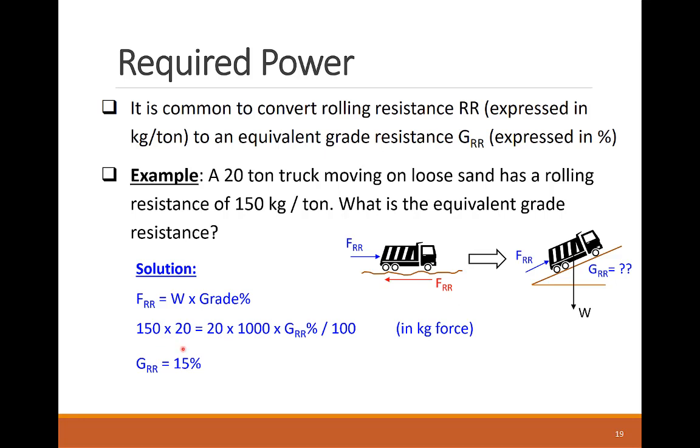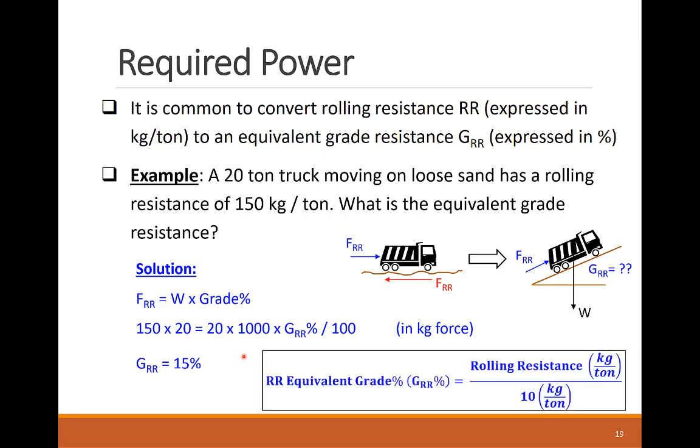We set FRR equal to the horizontal component of the weight, which is shown in the right hand of the equation. So we solve this equation to find that having a rolling resistance rate of 150 kilogram per ton is equivalent to driving uphill at 15% grade. So we can generalize a formula for calculating the equivalent rolling resistance grade percentage using the shown formula. So we don't have to set up and solve this equilibrium problem for every equipment in every project.